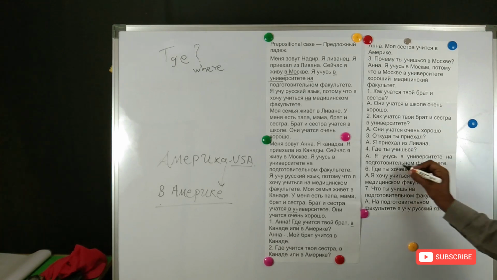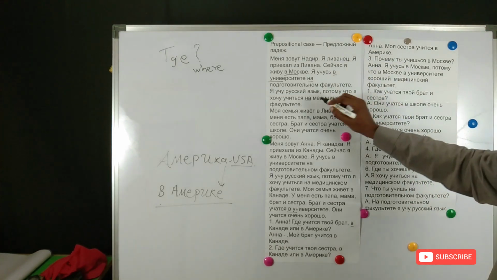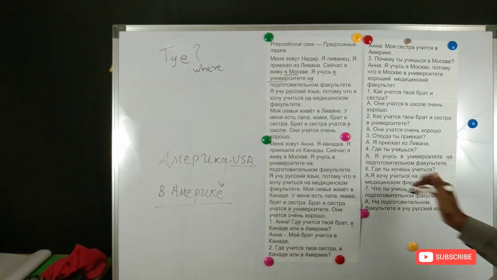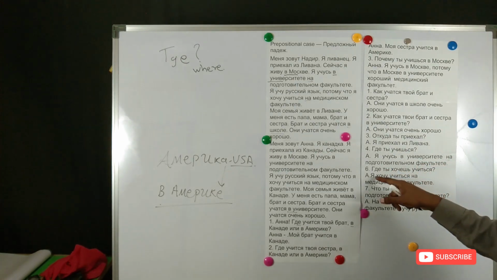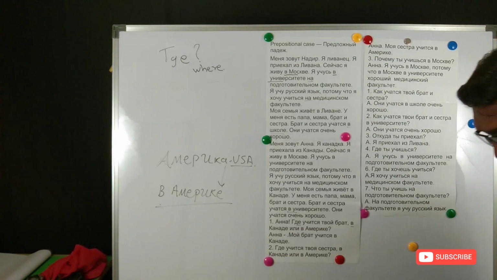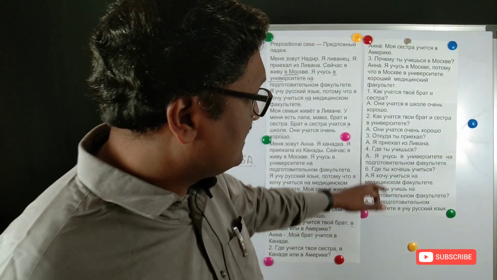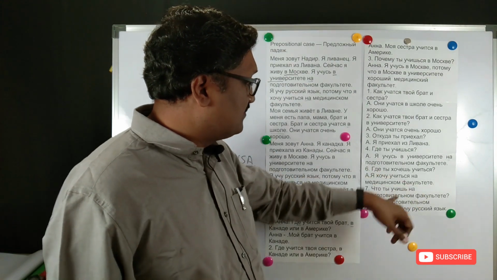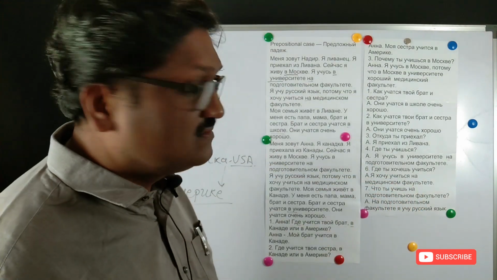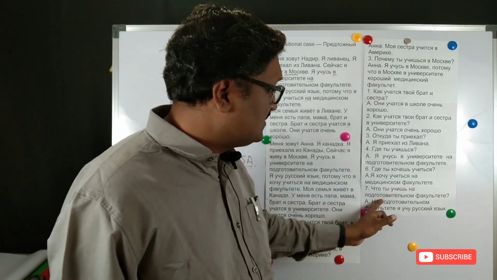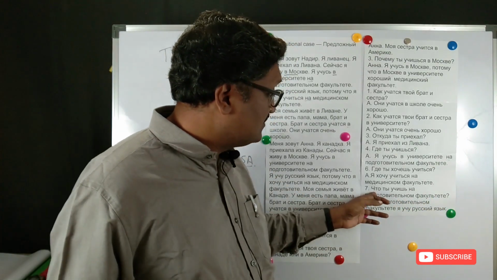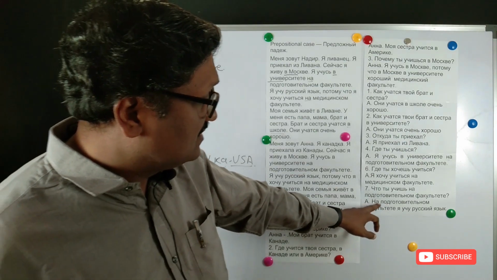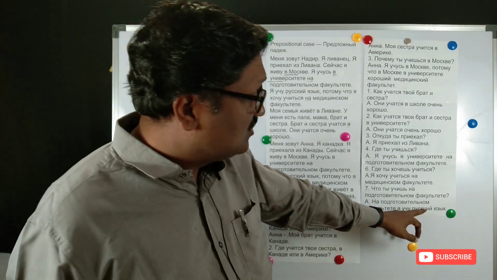На подготовительном факультете. See, always на is coming here. Here also the на is used. Где ты хочешь учиться? Я хочу учиться на медицинском факультете. Where do you want to study? In which faculty do you want to study? That is what Anna is asking. So he is replying, я хочу учиться на медицинском факультете. So, что ты учишь на подготовительном факультете? What are you studying in the preparatory faculty? That is the question. Now to that she is answering, на подготовительном факультете я учу русский язык.